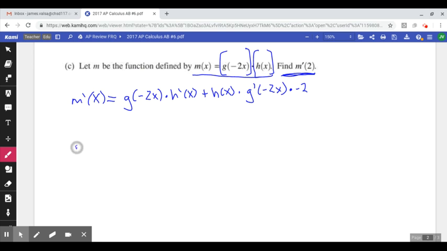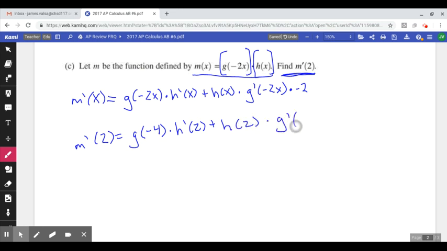To actually answer the question, we want to figure out what m prime at 2 is. So we'll just take the x out, replace it with 2. -2 times 2 is -4. And then h prime at 2 plus h of 2 times g prime of -4. That's -2 times 2. And then we have to multiply that by -2. So we got a few things we have to figure out here. We're going to need to use the table and the graph to do that.